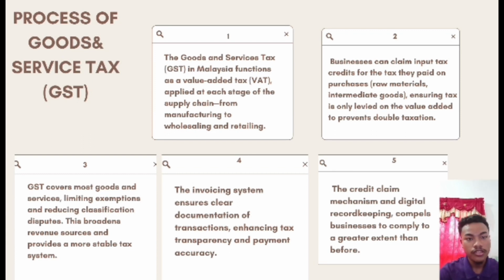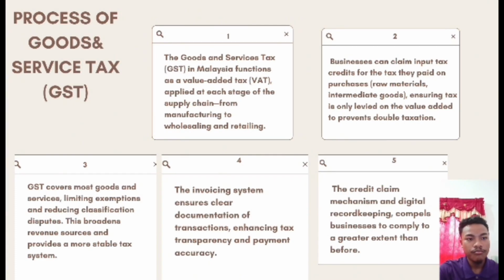The first one is the goods and service tax. GST in Malaysia functions as a value added tax, which is VAT, applied at each stage of the supply chain from manufacturing to wholesaling and retailing.